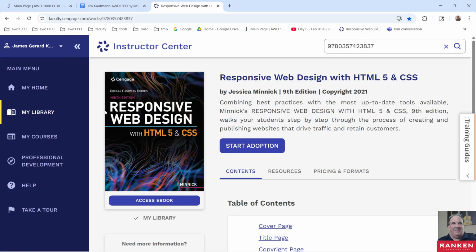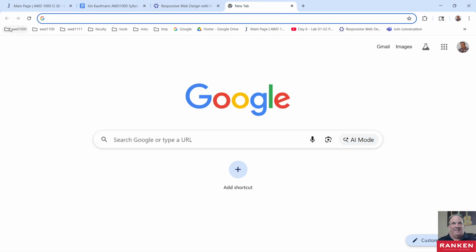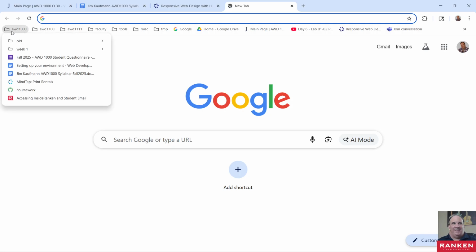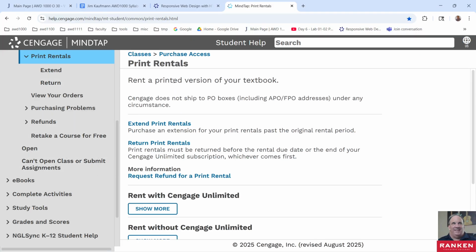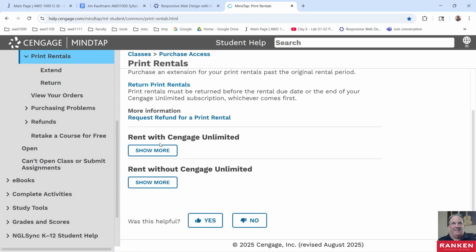Also, this is for the online version, but I believe I did talk to somebody, and I believe there are print rentals. So you may be able to see something on your screens after you add that book where you can rent the book. I think they'll send you a book, maybe used, at a reduced price if you want a hard copy of the book.